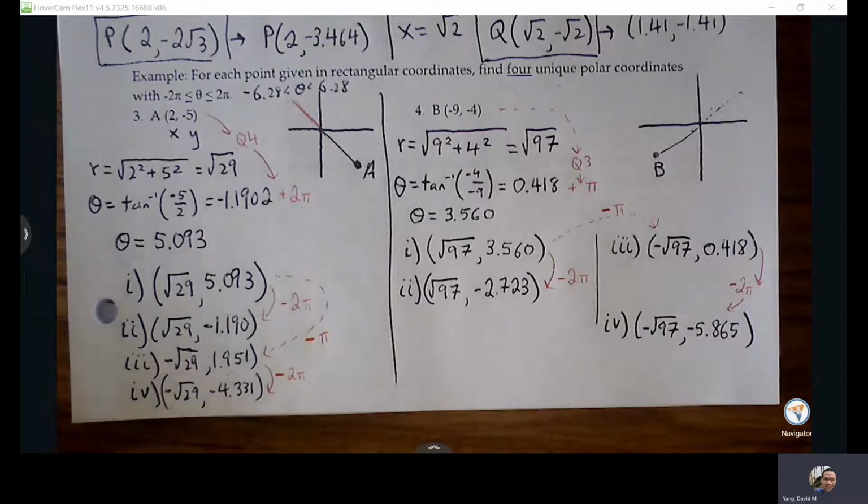Okay, page 6. Does anybody still need this page? Okay, page 6.